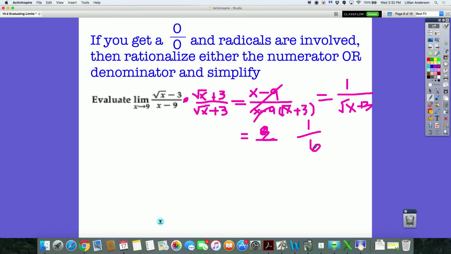So is that the only way to do it? Multiplying by the conjugate? No, I mean crossing the minor, not foiling. If you foil, you'll get back to 0 over 0, but you could actually factor the bottom, which would be x minus 9 times the square root of x plus 3, which is what you have before you foil.